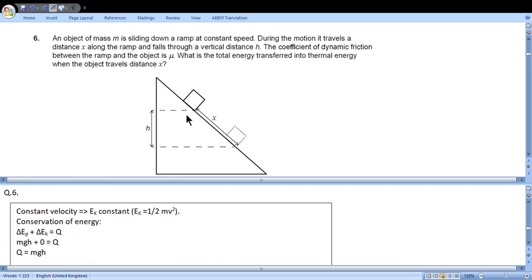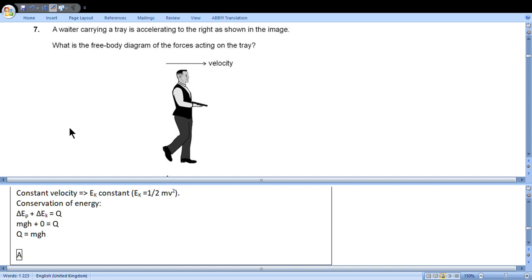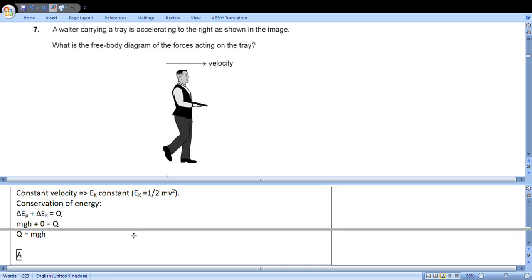As we have constant velocity, kinetic energy doesn't change, but potential energy decreases by mgh. According to conservation of energy, all this decrease of potential energy is equal to the heat. So mgh, choice A. Let us see what we have here.